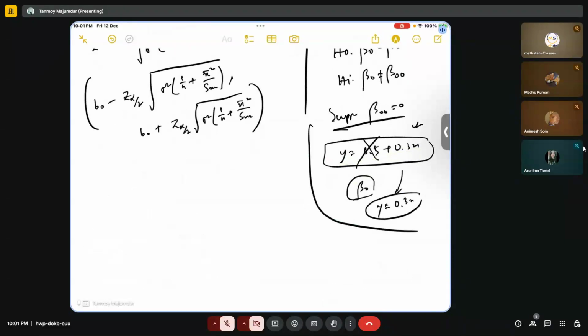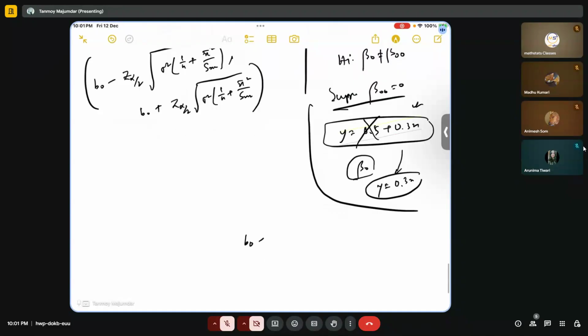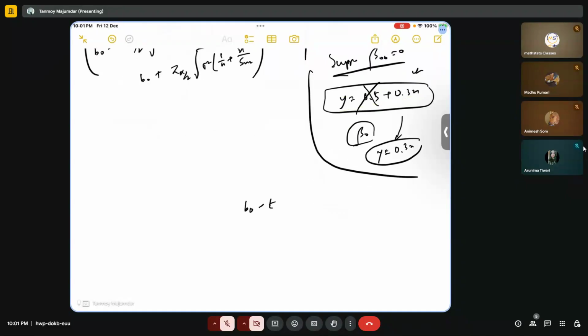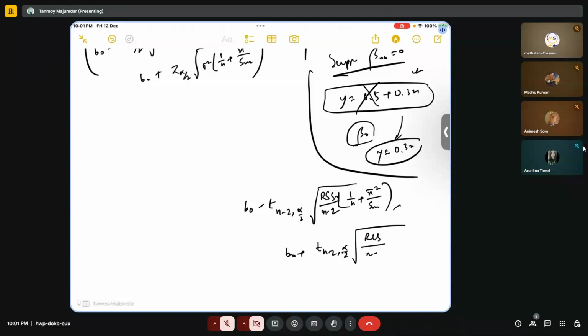So in that case if we consider the confidence interval, इधर हम लोगों ने confidence interval को निकाल लेते हैं, तो क्या होगा: b naught minus t. t क्यों होगा? क्योंकि हम लोगों के पास sigma square is unknown. Okay, t n minus 2 alpha by 2 into root over SS residual divided by n minus 2 into 1 by n plus x bar square by Sxx, comma b naught plus t n minus 2 alpha by 2 root over RSS by n minus 2 into 1 by n plus x bar square by Sxx. तो ये टर्म भी हमारे पास आ रहा है, ठीक है.